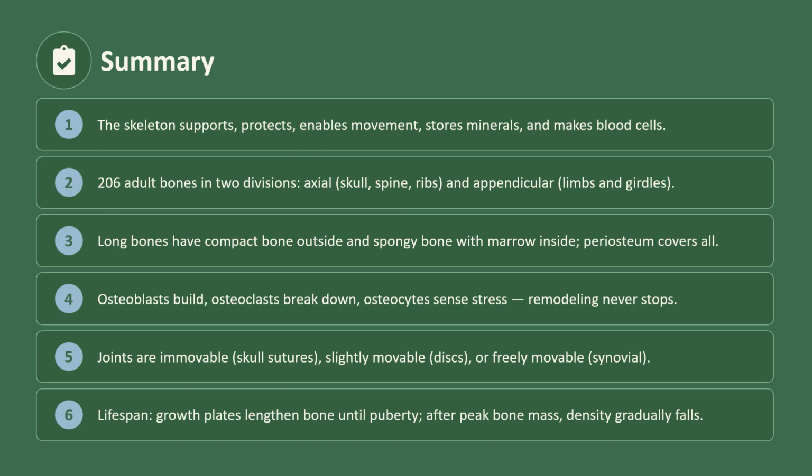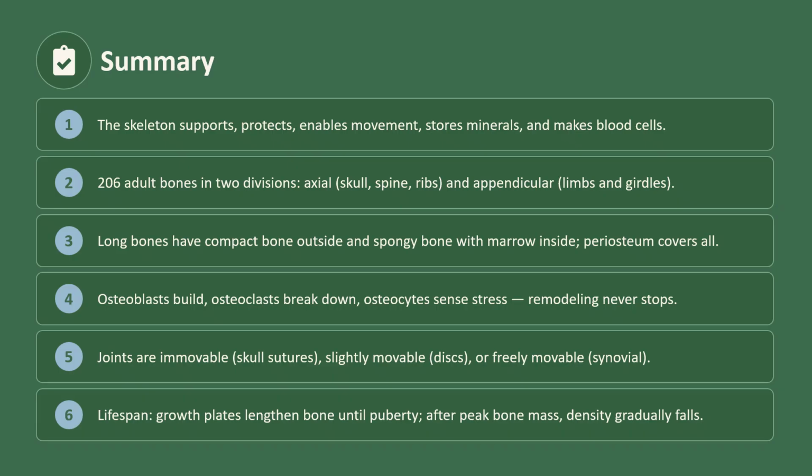A long bone has dense, compact bone on the outside and light, spongy bone with marrow inside, all wrapped in periosteum, capped at the joints with articular cartilage. Osteoblasts build, osteoclasts break down, and osteocytes sense mechanical stress. Remodeling never stops, and when resorption outpaces formation, bone is lost.